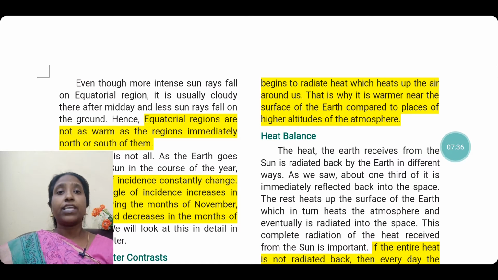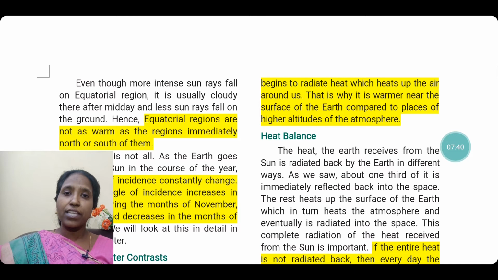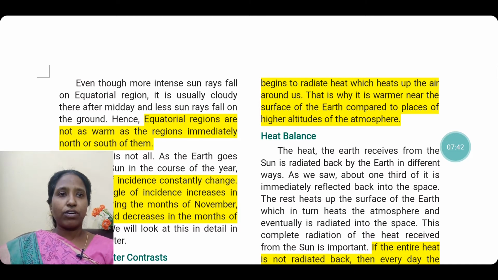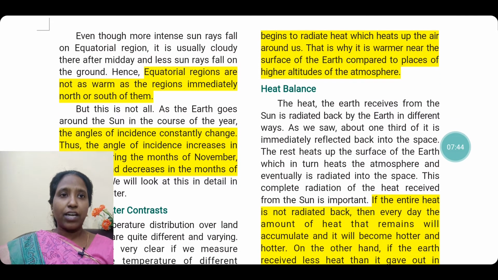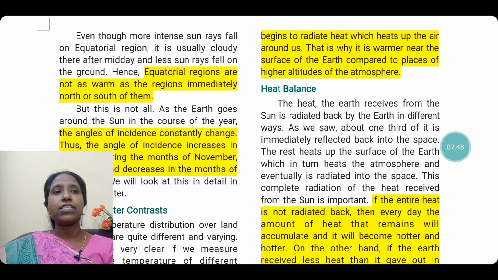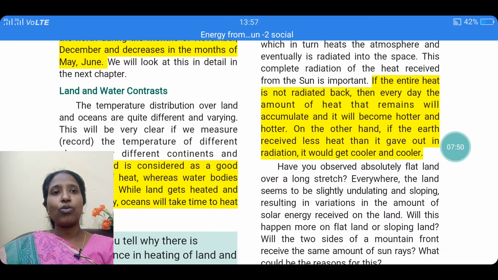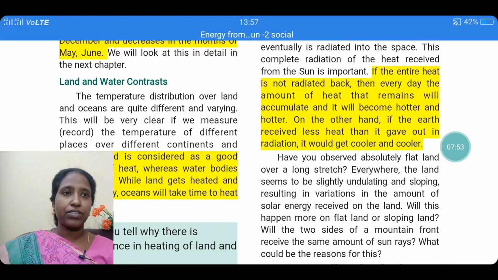So in that way, the hill stations and the mountain peaks are cooler. The temperature there is cooler than the surface of the earth, because first the insolation happens at the surface of the earth. Heating happens at the surface of the earth, and slowly it goes to the mountain regions.